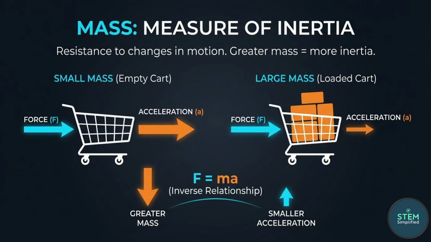This happens because mass is a measure of inertia, which we covered in last week's video, also known as an object's resistance to changes in motion. According to Newton's second law, when force is constant, acceleration is inversely proportional to mass. As mass increases, acceleration decreases.